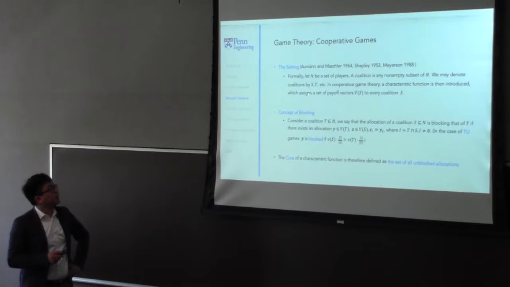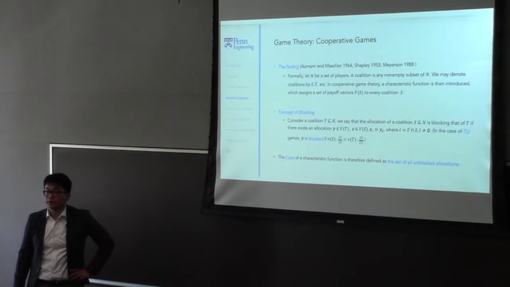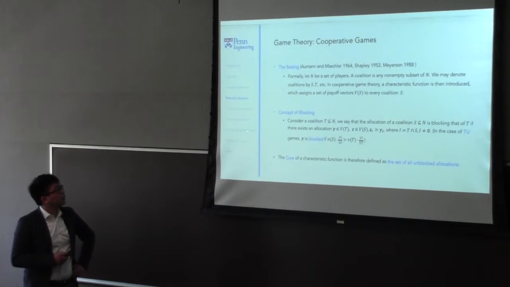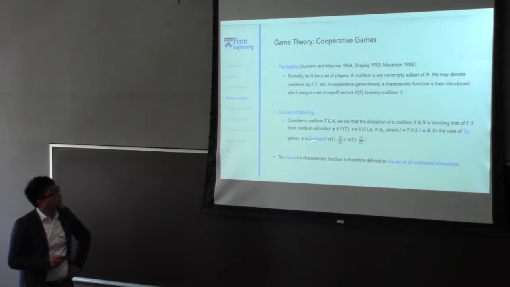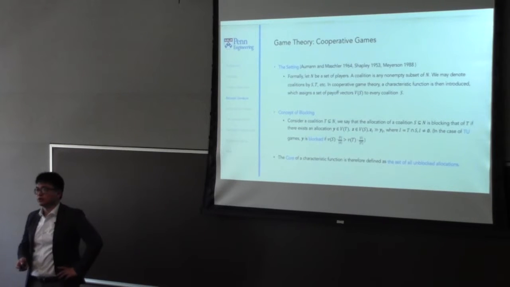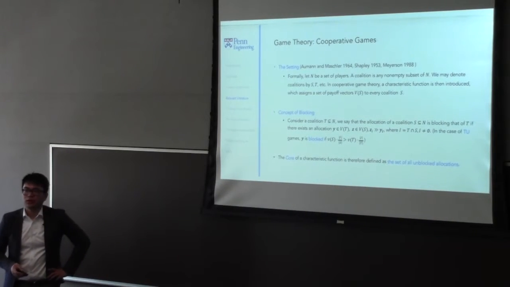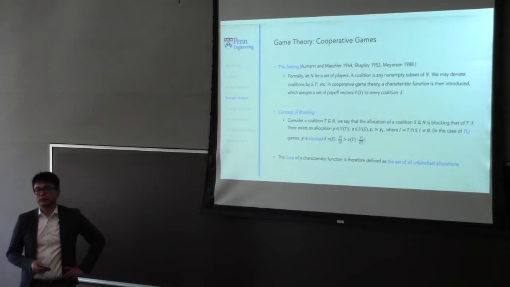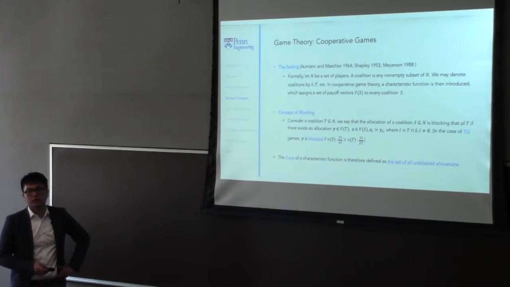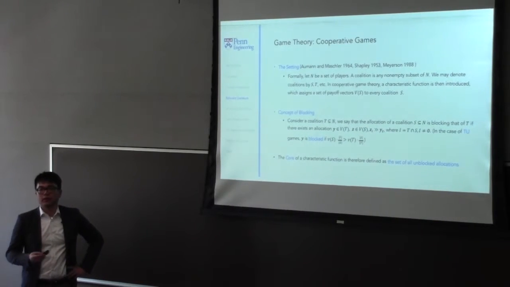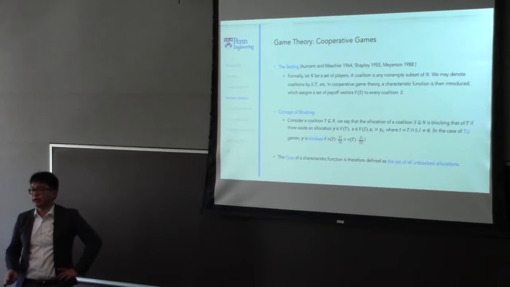Formally, the setting is a set of N players, and a coalition is a non-empty subset of N. You denote coalitions by S and T. In cooperative game theory, a characteristic function is introduced that assigns a set of payoff vectors to every coalition. Then we have the concept of blocking. There are two variations of the payoffs. One is transferable utility, which means the members of a coalition can share the total utility and payoff from the structure. Non-transferable means you are given the utility based on the characteristic payoff vector.